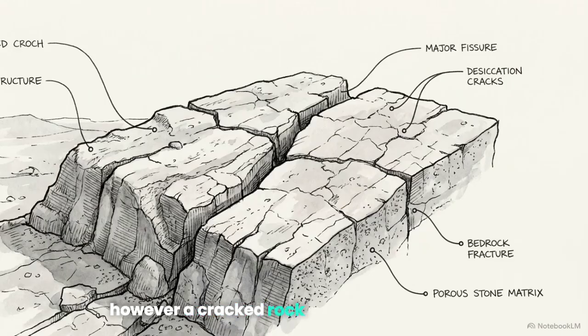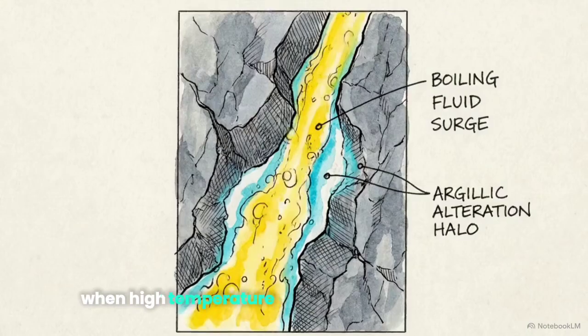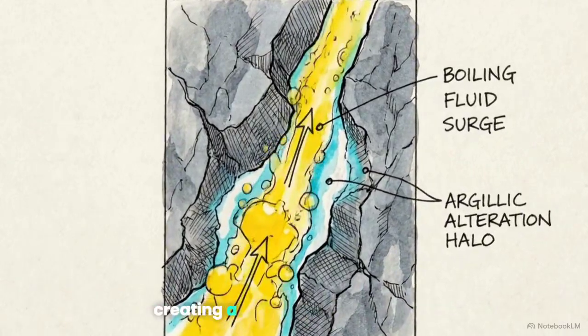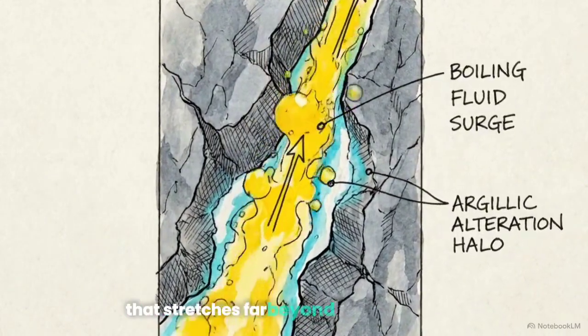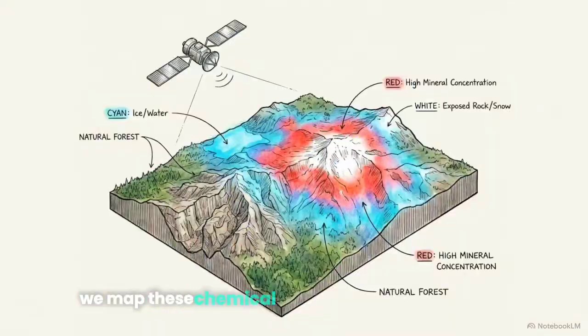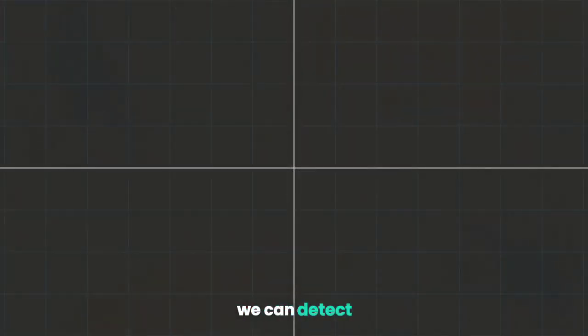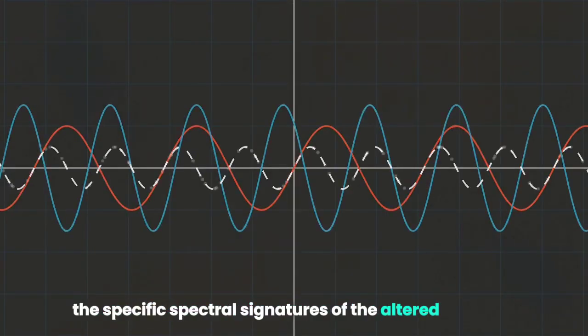However, a cracked rock is just a cracked rock. We still have to prove that corrosive, mineral-rich fluids actually flow through it. When high-temperature fluids ascend through these conduits, they chemically attack the host rock, creating a massive alteration halo that stretches far beyond the central vein. We map these chemical burn marks from orbit using Sentinel-2. By reading the visible, near-infrared, and shortwave infrared bands, we can detect the specific spectral signatures of the altered minerals.